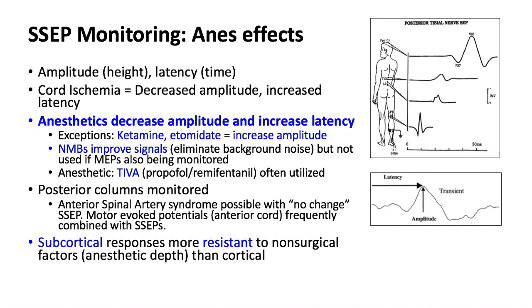SSEPs monitor the posterior columns, the sensory columns, and you can have anterior injury to the spinal cord and not be picked up by SSEP. A patient could wake up and not be able to move because the anterior cord wasn't being monitored and it was damaged, but still be able to feel proprioception with the posterior cord intact. That's what you were monitoring.